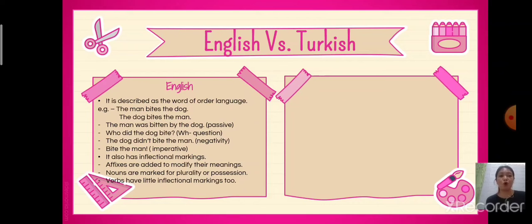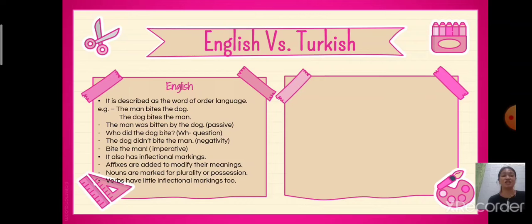There is this passive form, the WH question form, the negative form, imperative form, and so on. The English language also has inflectional markings. These inflectional markings may be added to a word wherein these words will now have different meanings. For example, affixes: when we say able, then we add the prefix "un," which means unable. Then the word able will have a different meaning. For nouns also, for example, chair, we mean singular, and then when we say chairs, we mean plural.